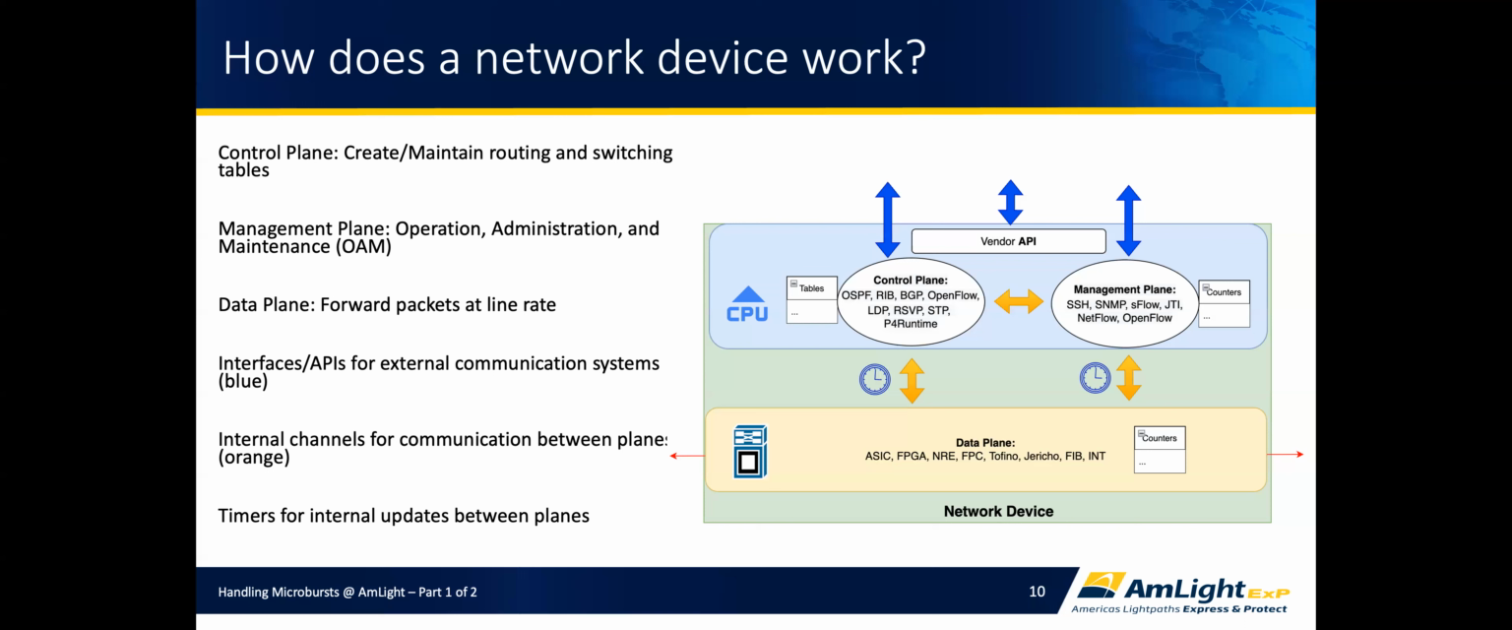Then the CPU, in those processes, offers APIs or interfaces for external communication. Those are the blue arrows on top. That's how you connect to that box. That's how an OSPF router talks to another OSPF router. And then on the bottom, the orange arrows are channels used between those planes for communication. That's how the management plane gets the counters. That's how the routing plane sends a route to the data plane. So there are these internal channels.